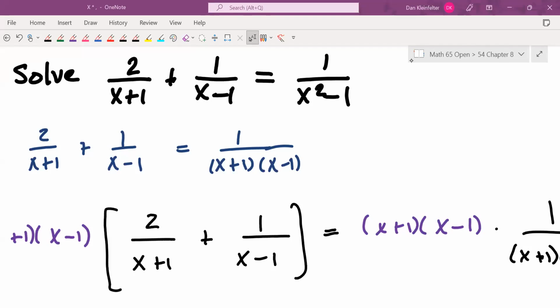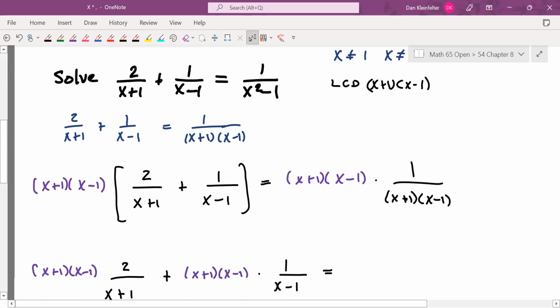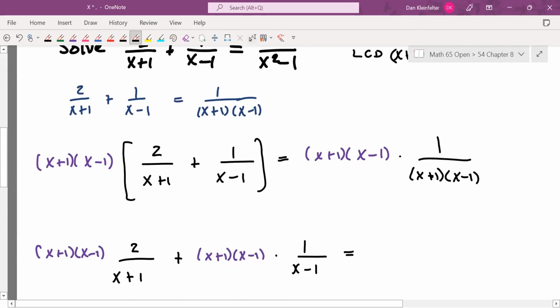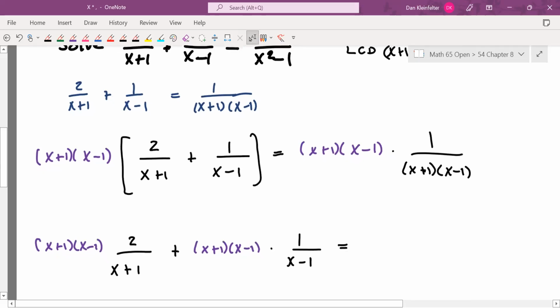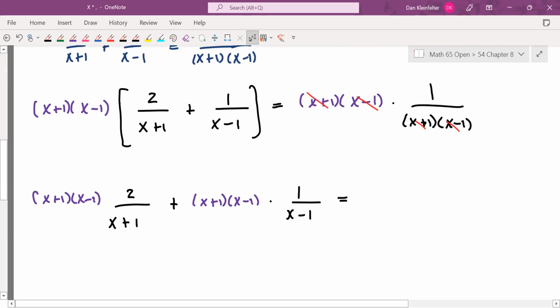All right, so the LCD here is going to be (x + 1)(x - 1). And so we're going to multiply both sides of our equation by (x + 1)(x - 1). You can see down below I have done that. In the next step, we'll distribute into our sum on the left side of that LCD. For the right side, (x + 1)(x - 1) is going to cancel with both factors of the denominator on the right side. That will end up just leaving us a 1, which is kind of nice.